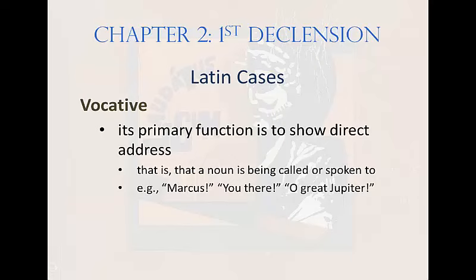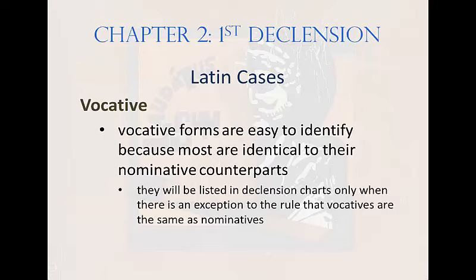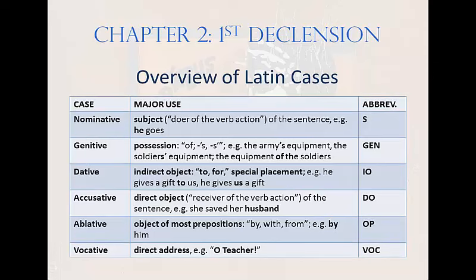In several respects, the vocative is the easiest case to learn in Latin. It has only one use, and its form is almost always identical to the nominative. And because nominatives and vocatives are almost always the same, rarely is the vocative listed in declensional systems, making it just one less thing you have to memorize. Hooray for the vocative! So let's review now the cases in Latin and how they function in the sentence.